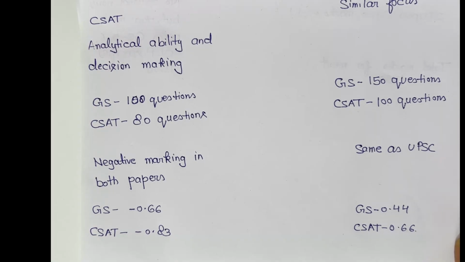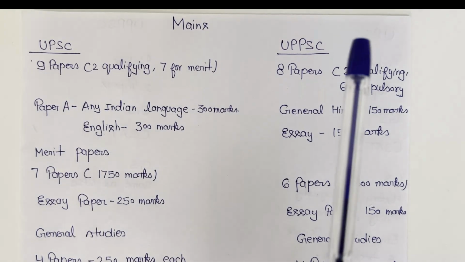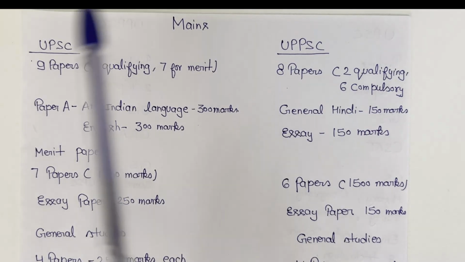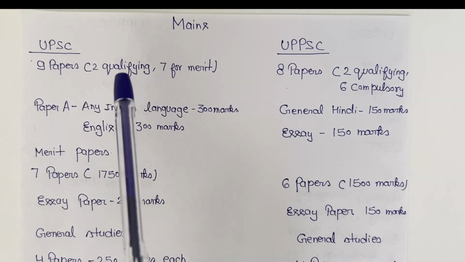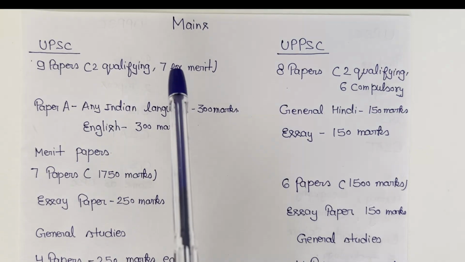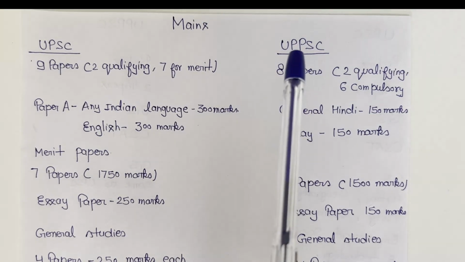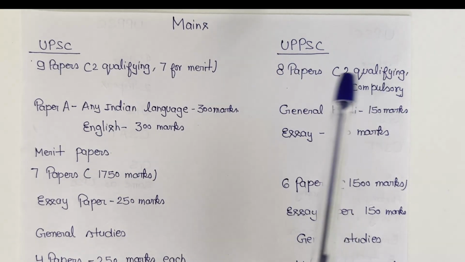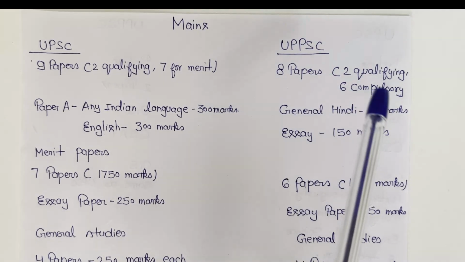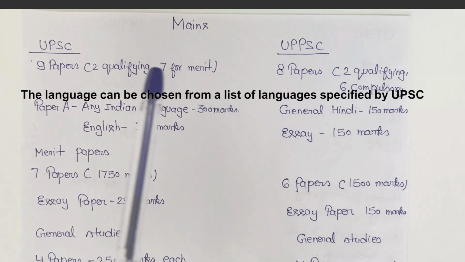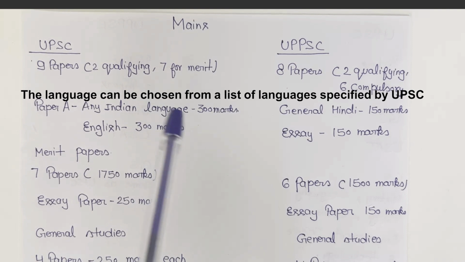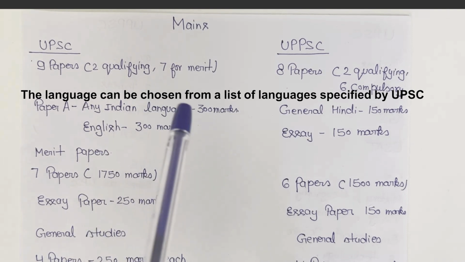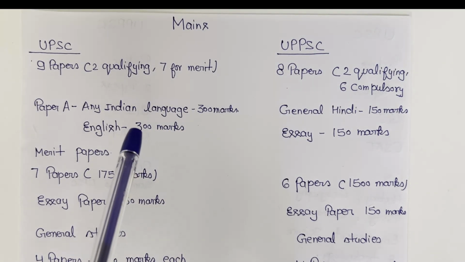Now moving on to the mains, which is where the real depth of preparation comes in. Now the UPSC has 9 papers and UPPSC has 8 papers. In UPSC, 2 papers are qualifying and 7 papers are considered for merit, while in UPPSC, 2 papers are qualifying and 6 papers are considered for merit. Now the qualifying papers are an Indian language and an English paper. Both are of 300 marks each.